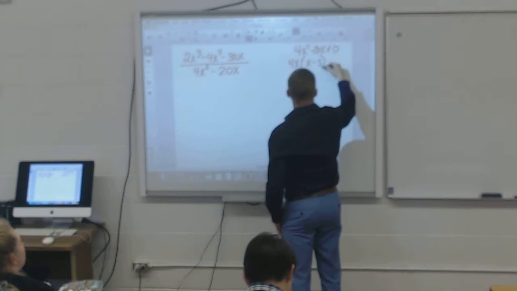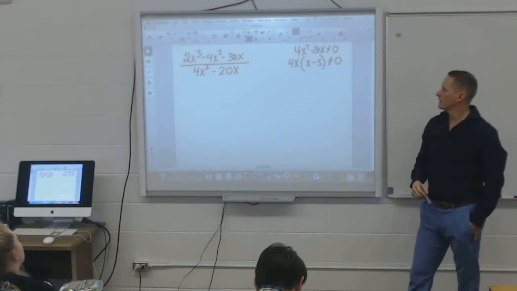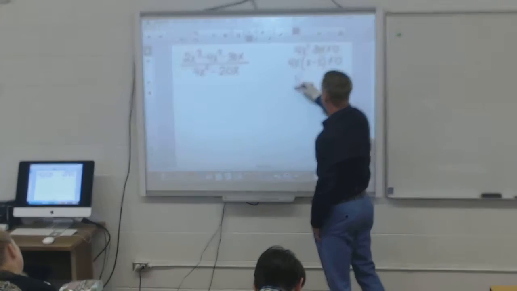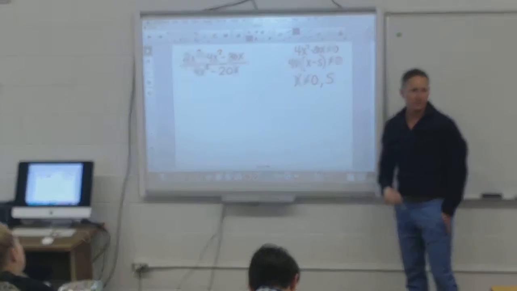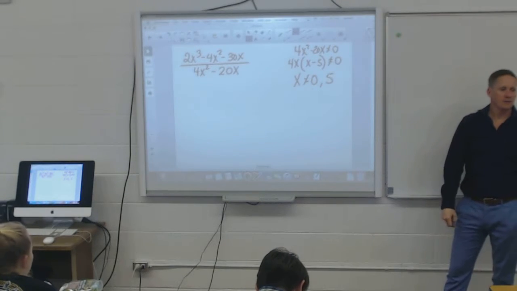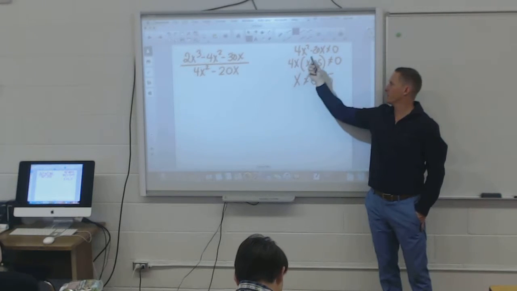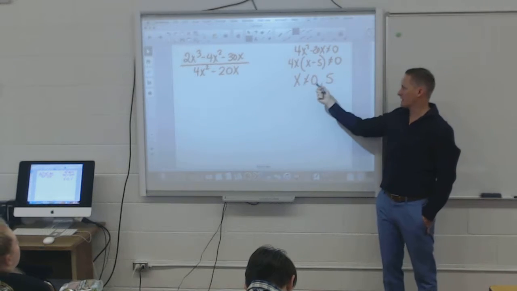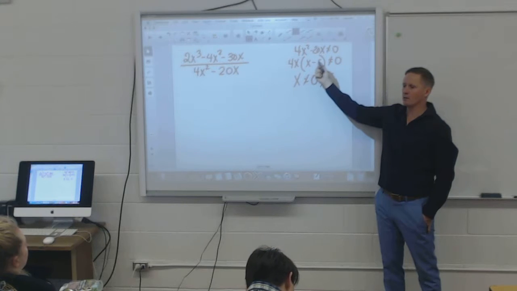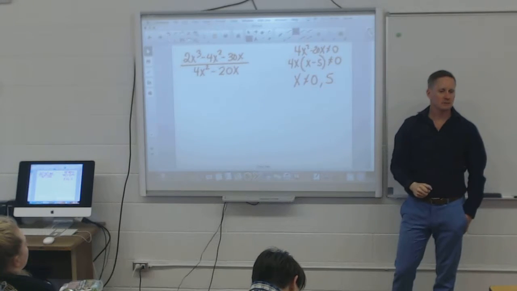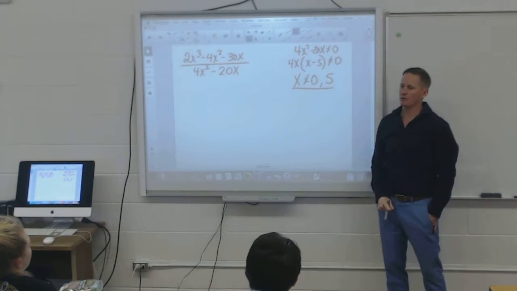x minus 5 can equal 0. So therefore, 4x can't equal 0. That means x can't equal 0, and x can't equal 5. If this is 0, 0 times 4 is 0, 0 times anything there is 0. So x can't equal 0. If I put a 5 in here, 5 subtract 5 is 0. 0 times 4x is still 0. Okay? So my restrictions are those.